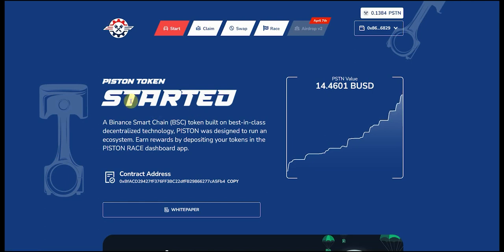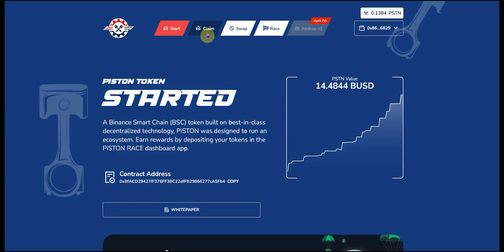So here's the breakdown on Piston Token. It's very similar to Drip. There are some differences in the contract, but you'll notice a ton of similarities. The start page here gives you the contract address, so you can paste that into the web and get some details, make sure it's the real one. The white paper is actually really good, so we'll go over that here in a second. Currently trading for 14.46 BUSD, so reasonable entry price.